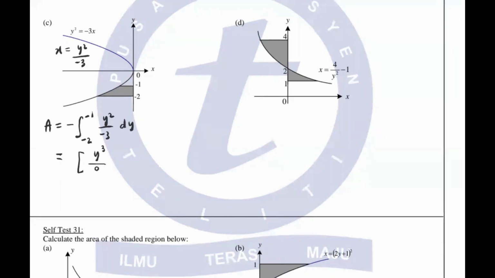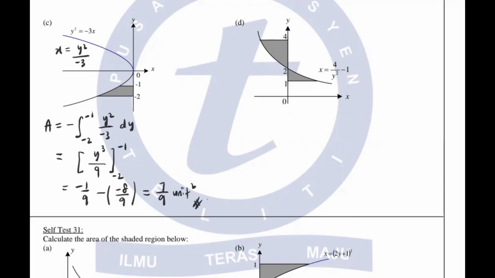3 times 3, I'm going to write 9. Lower limit is -2. Upper limit is -1. Now, let us substitute -1 inside. -1 over 9. Okay, -1 power 3 is still -1. And if I put -2 inside here, you get -8. -2 power 3 is -8 over 9. So when you subtract, +8 minus 1 is 7. 7 over 9 square unit.